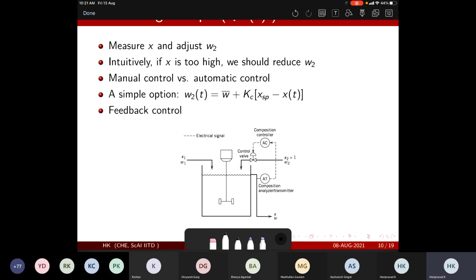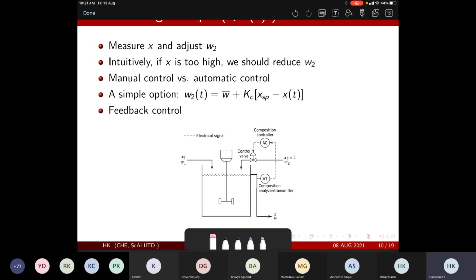So you would measure a composition and you would go AT. So you see this word AT, we might see it repeatedly. AT means analyzer and transmitter. So why do you need to analyze and transmit? So analyze, of course, would give you the information regarding the composition.